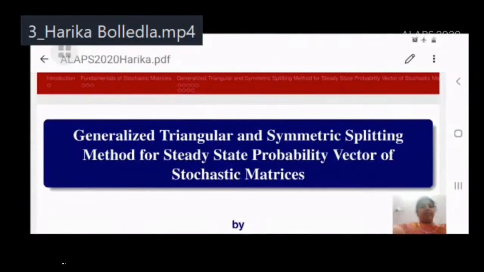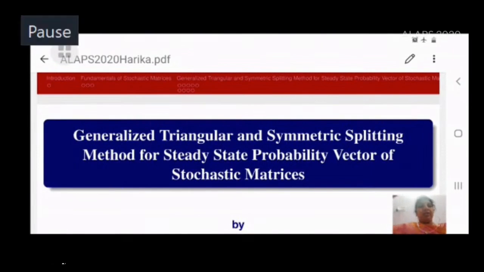Good morning. Myself, B. Harika. Dear all, there were some technical glitches, so we are replaying the current presentation once again, with the permission of the chairperson. Sir, Vasudev sir, can we do this? Yes, we can continue. Thank you.